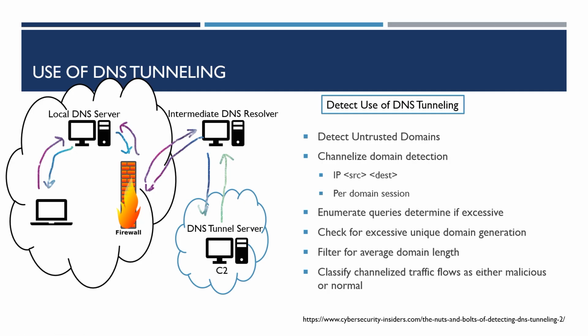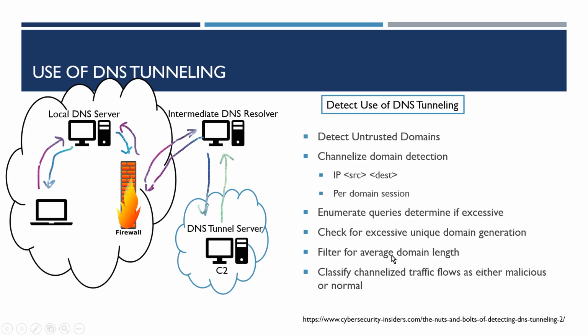Then you take those channels that you've created and enumerate the queries to determine if you have any excessive queries. So you enumerate these to look for excessive queries on a per domain basis. Right? So we have a channel. It's a specific source destination IP address, a specific domain, and then we look at that channel and we say, are there excessive queries? And then at the same channel, we check for unique domain generation. And even outside of the channelization that we're talking about, we want to make sure that if there is a lot of unique domain generation, that we capture that and note it.